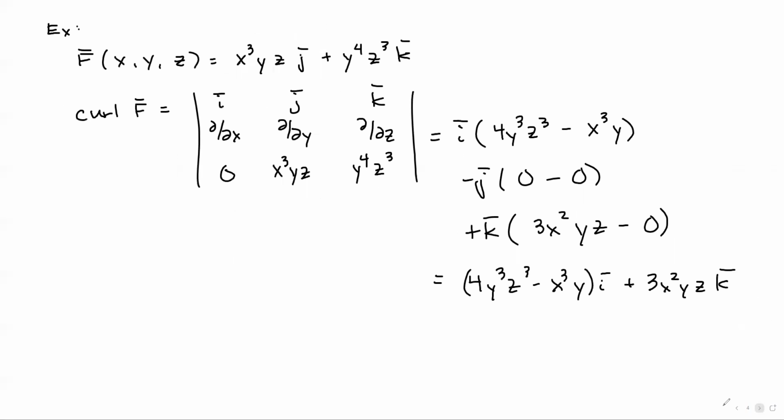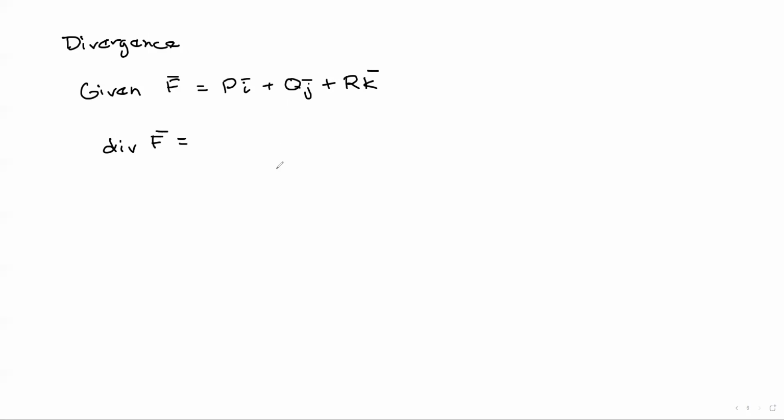The second quantity that we're going to look at is divergence. The divergence is another operation we can perform on vector fields. So given a vector field, same vector field, let's say we've got Pi, Qj, Rk. The divergence of F equals the partial of P with respect to x plus the partial of Q with respect to y plus the partial of R with respect to z.